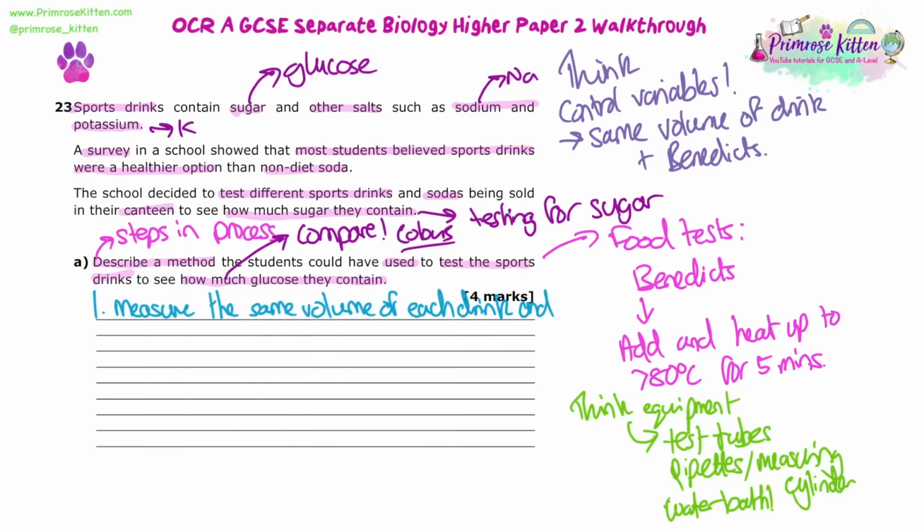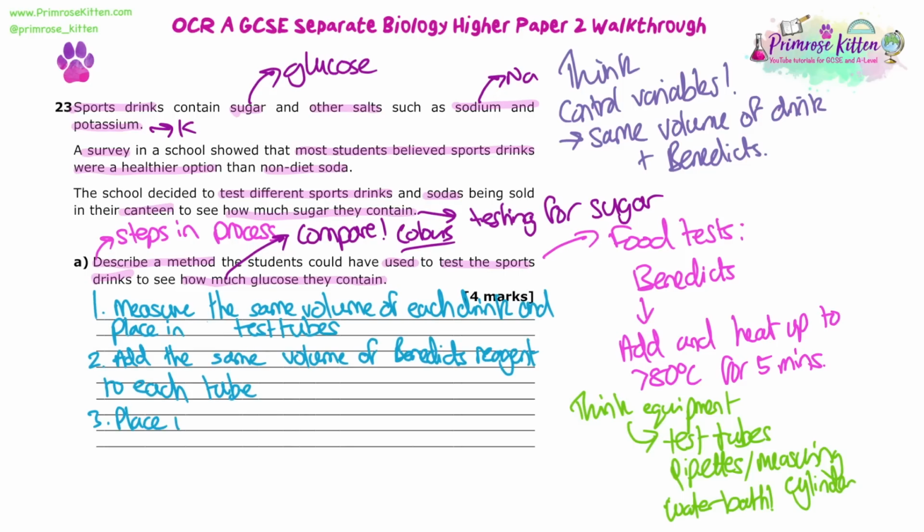You can say measure the same volume, measure the volume with a measuring cylinder. You can say how much, you can say an amount if you would like to. So say a volume, suggest a volume, that's fine. So again, measure and add the same volume of Benedict's reagent to each tube. We're not saying how much, we're just making it clear that the same volume is going into each tube.